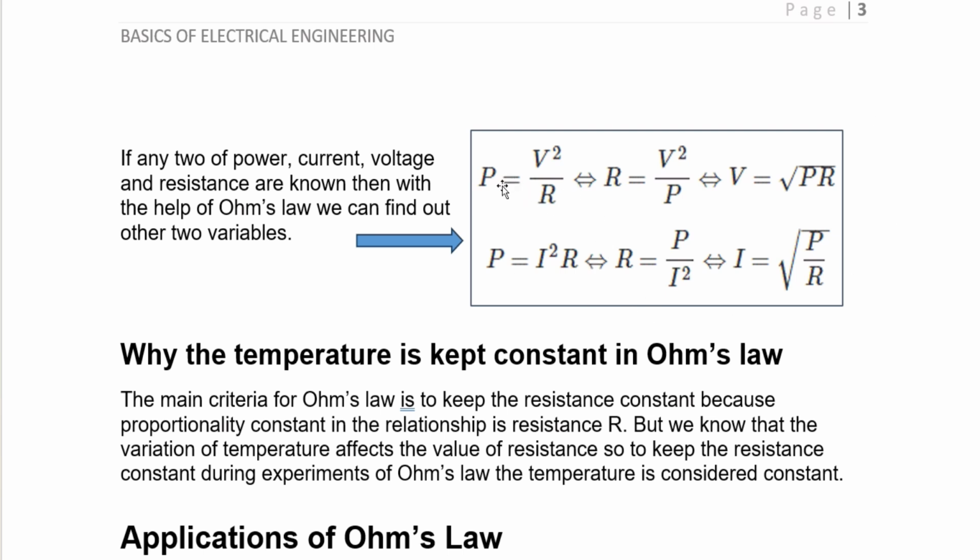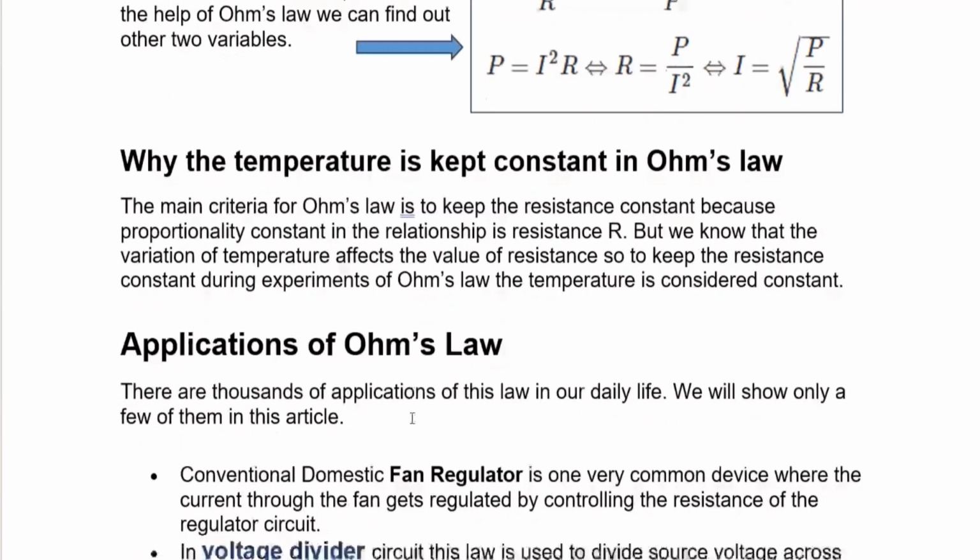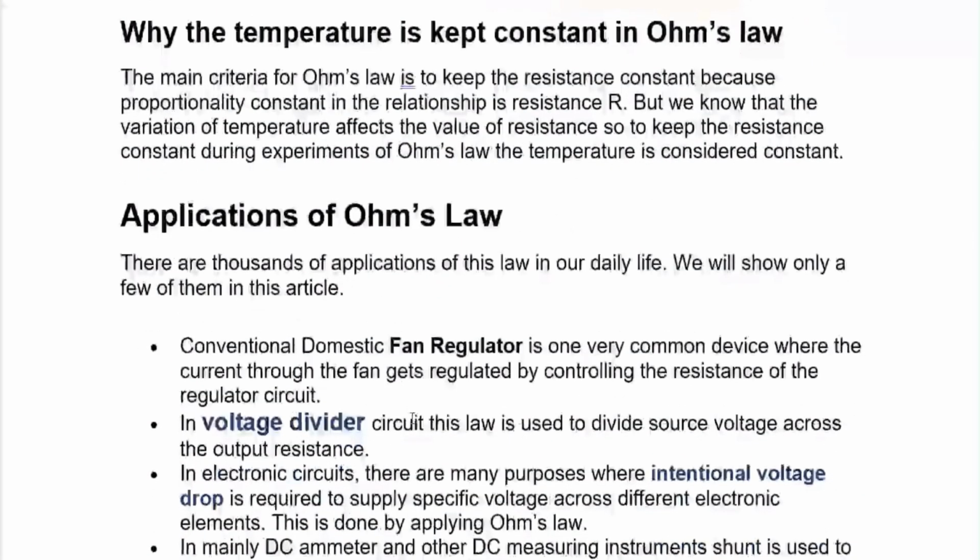Again, here as you can see, P is equal to V square upon R, so R becomes V square by P, and V becomes the square root of PR. Again, P is equal to I square R. Using this relationship, R is equal to P upon I square, and I becomes the square root of P by R. So V equals the square root of PR, and I equals the square root of P by R. If you bear this in mind, it is quite a useful relationship.